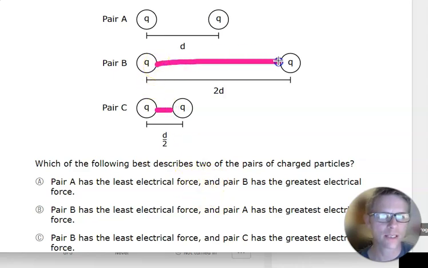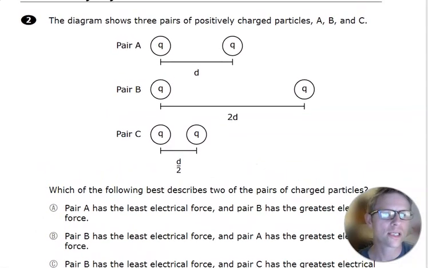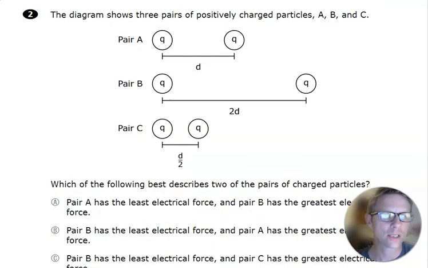This is going to tend to make it a lesser force. This is somewhere in the middle. They're the same charges, so that distance is really going to make a big difference. If we had really different charges, like if this had said like 10Q or something, then you're thinking that might be a really big force. But in this case, the bigger force is the one where they are closer together.